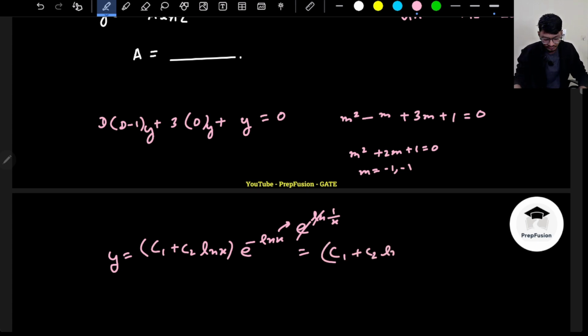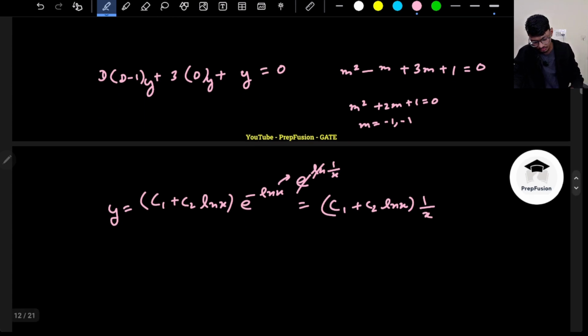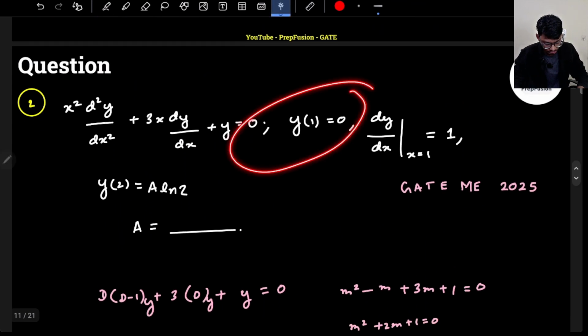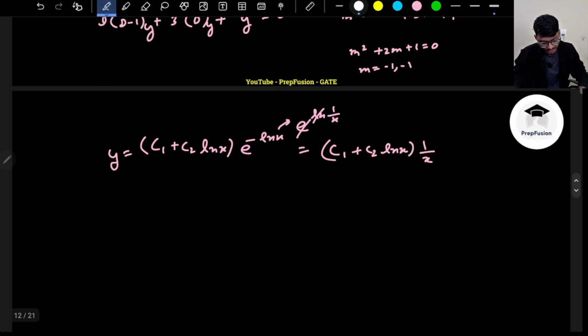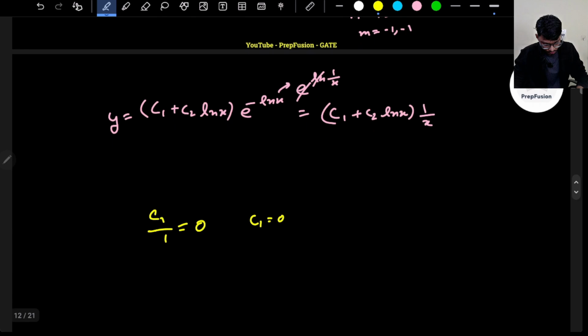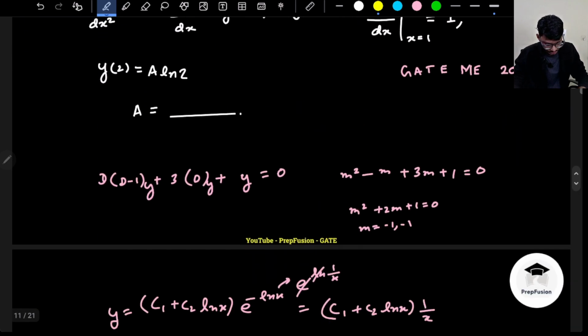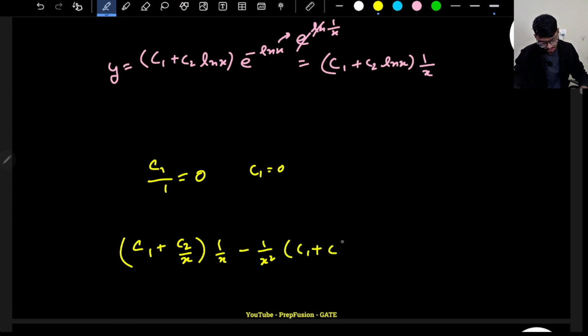Now you just put the values, the boundary conditions. The first boundary condition is y of 1 is 0. So if I put y of 1, this will be c1, and ln of 1 is 0, so divided by 1 equals 0. So c1 is 0. Sorted. Next, y dash of 1 is 1. So I'll differentiate this. This will be c2 by x into 1 by x, plus minus 1 by x squared into (c1 plus c2 ln x). Anyway c1 is 0, so it doesn't matter actually.